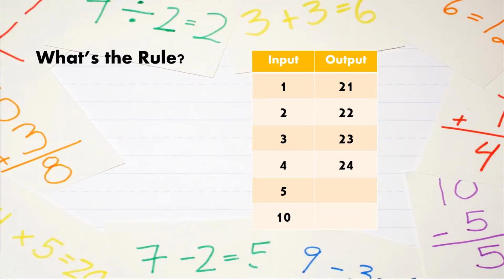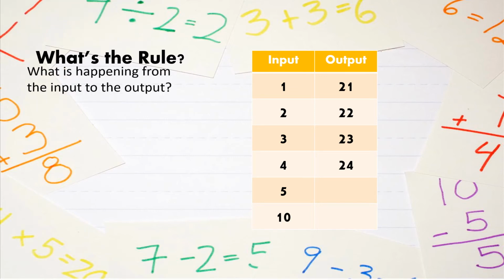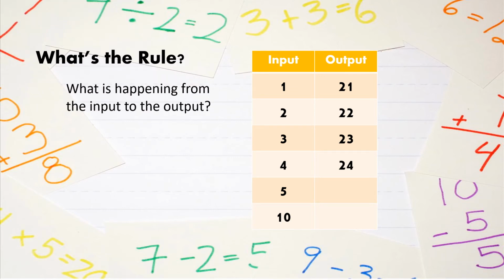So now we're going to take a look at an input-output table that is not just horizontal, but now we're going vertically, which means we're looking at the input-output not from top to bottom this time, but from left to right. From left to right. So we ask ourselves, what's happening from the input to the output? So to get from 1 to 21, what would we need to do? Well, we know that we're either going to add or subtract since our output is greater than our input.